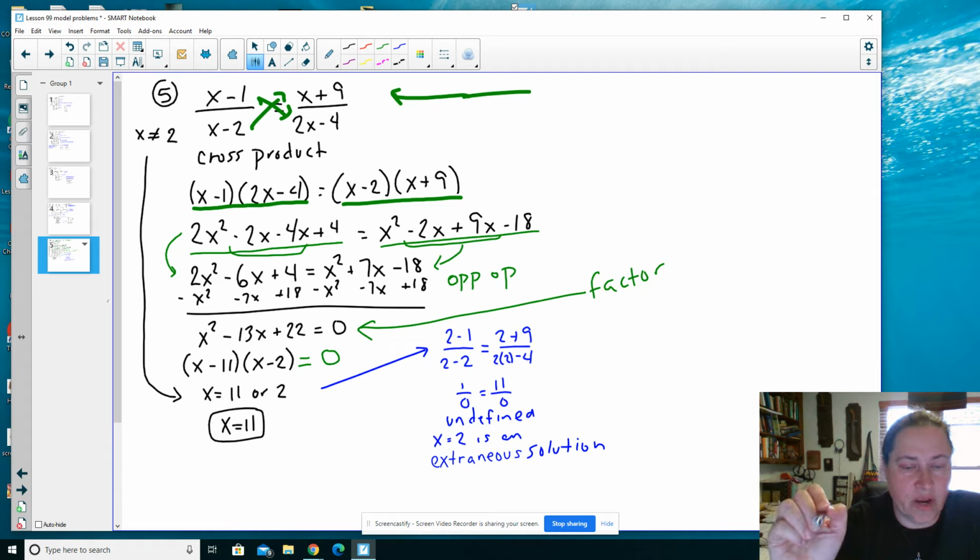Now again, that zero product property is going to tell me that one of those two has to be 0. So either x has to be 11, that makes the first one 0, or x has to be 2, that makes the second one 0. So x could be 11 or 2.